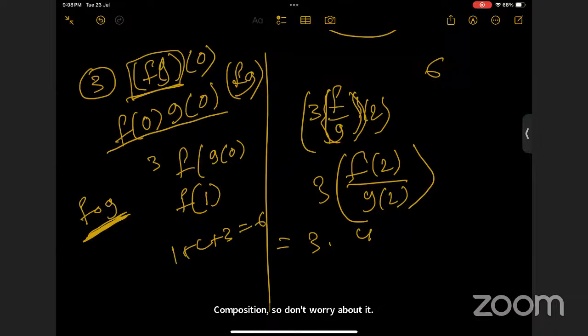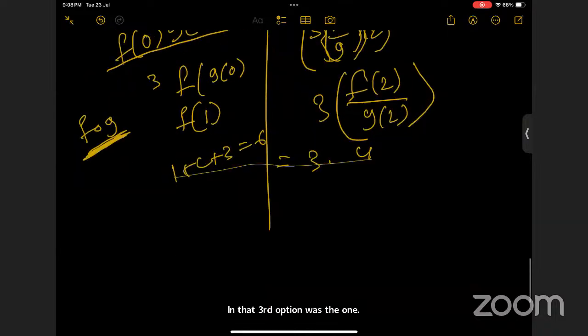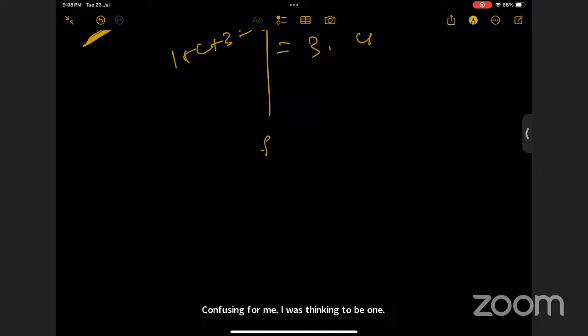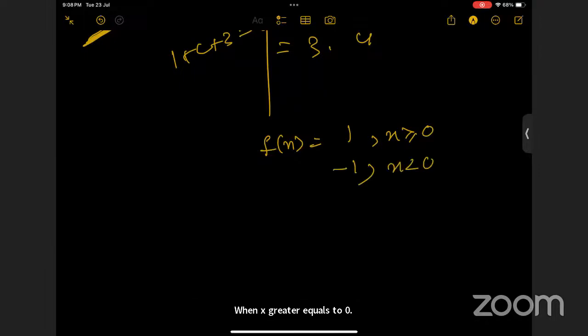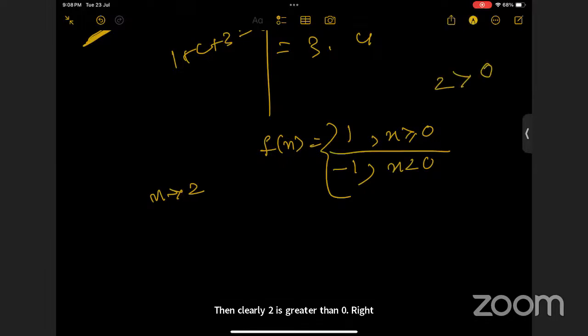I just posted a question in the chat. The third option was the one confusing for me. I was thinking it's to be 1. Okay, so what was the question? We have a function given here, f of x equals 1 when x is greater than or equal to 0 and minus 1 when x is less than 0. This is the function we have given here, right? If x tends to 2, then clearly 2 is greater than 0, right? This value should be 1 then, right?